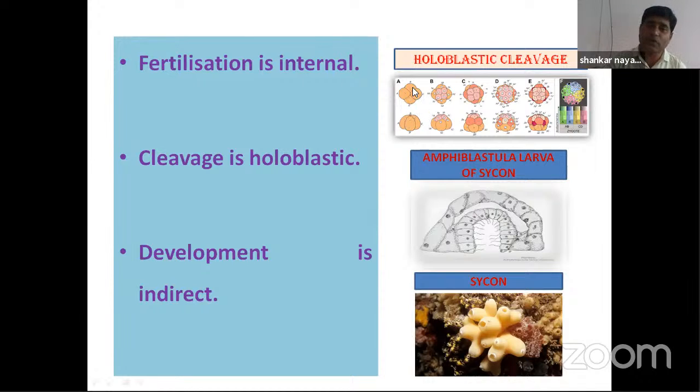The cleavage is holoblastic. So here, this is a type of holoblastic cleavage. The egg completely divides into blastomeres. That is called holoblastic cleavage. And development is indirect development.